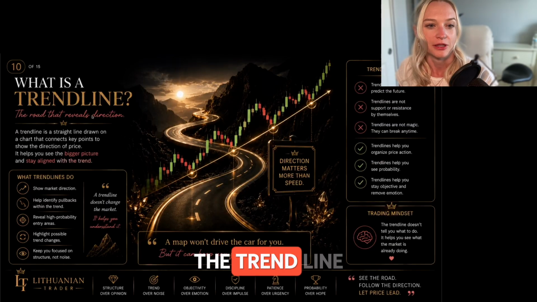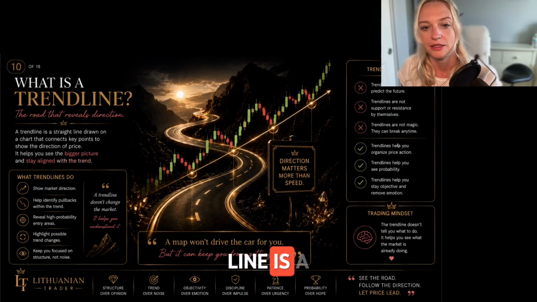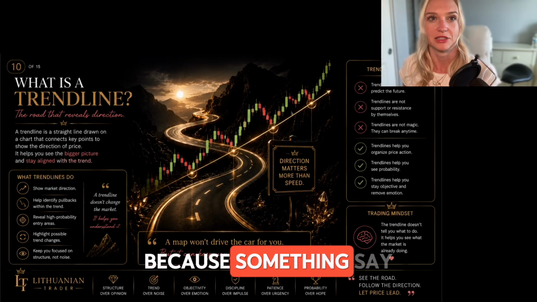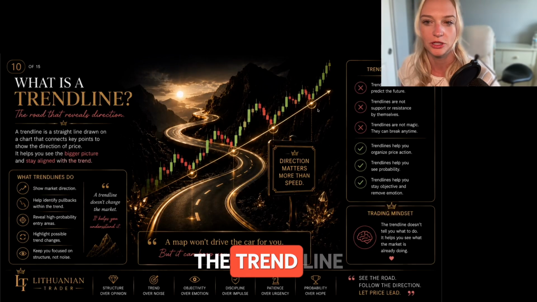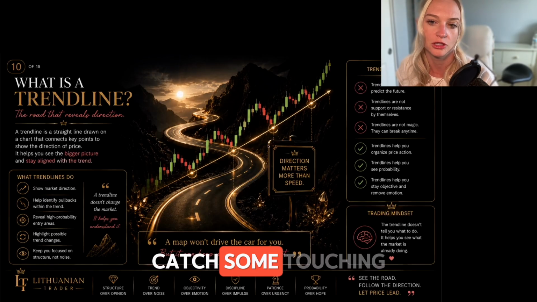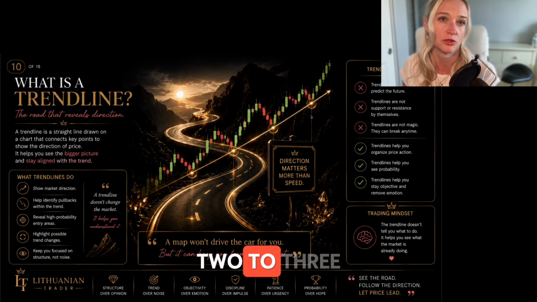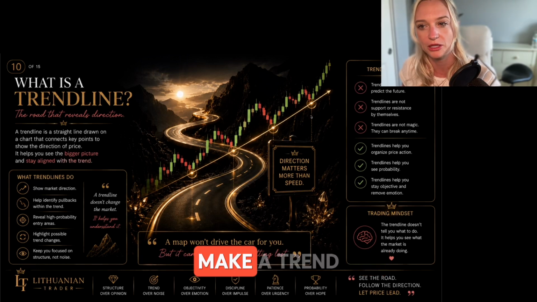So what is the trend line? I think trend line is very subjective. You don't see me draw too many trend lines because sometimes, you know, you can become an artist, right? Oh, I think the trend line is here, the trend line is here. But you try to catch some touching points. They say 2 to 3 touching points, even 2 can make a trend line.